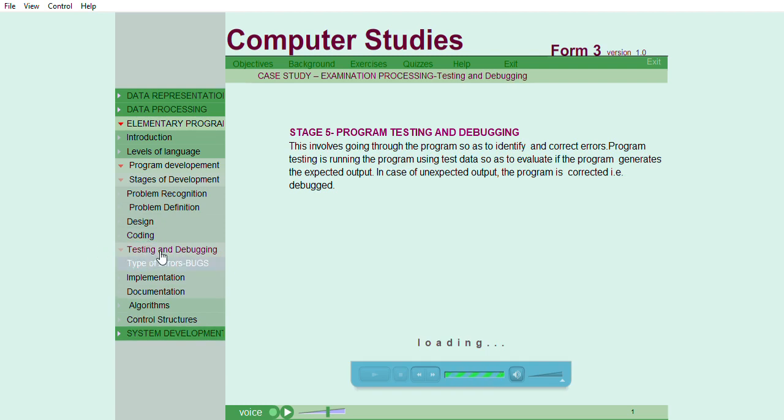Stage 5. Program testing and debugging. This involves going through the program so as to identify and correct errors. Program testing is running the program using test data so as to evaluate if the program generates the expected output. In case of unexpected output, the program is corrected, that is, debugged.